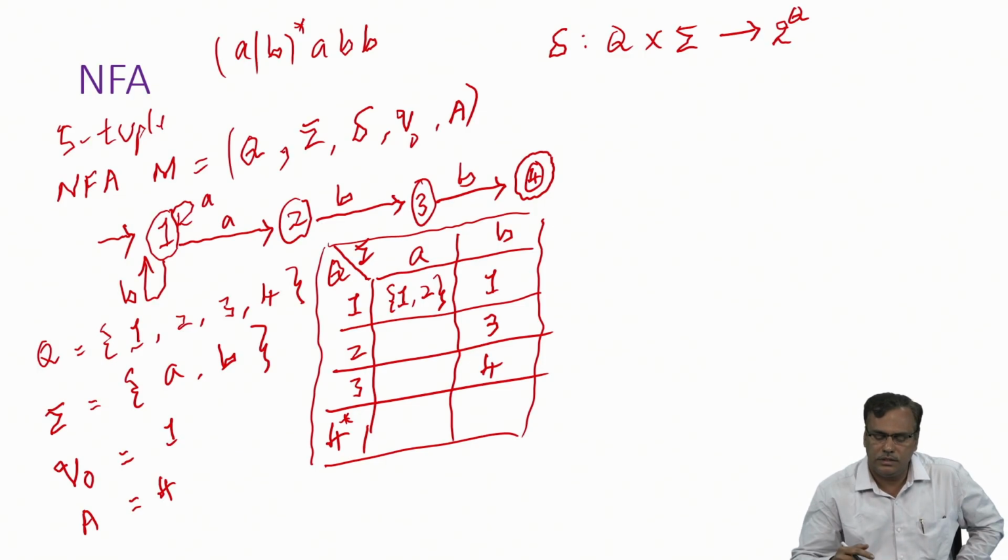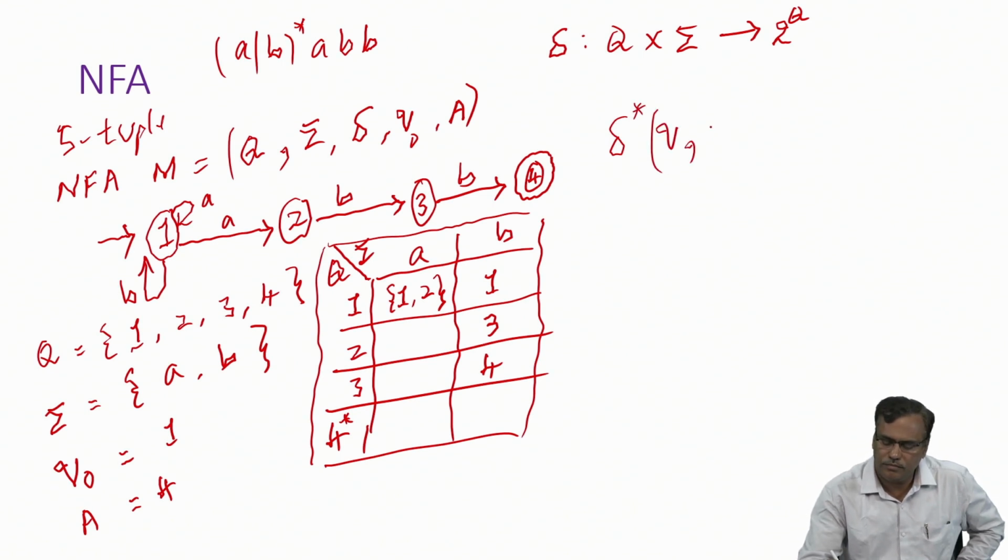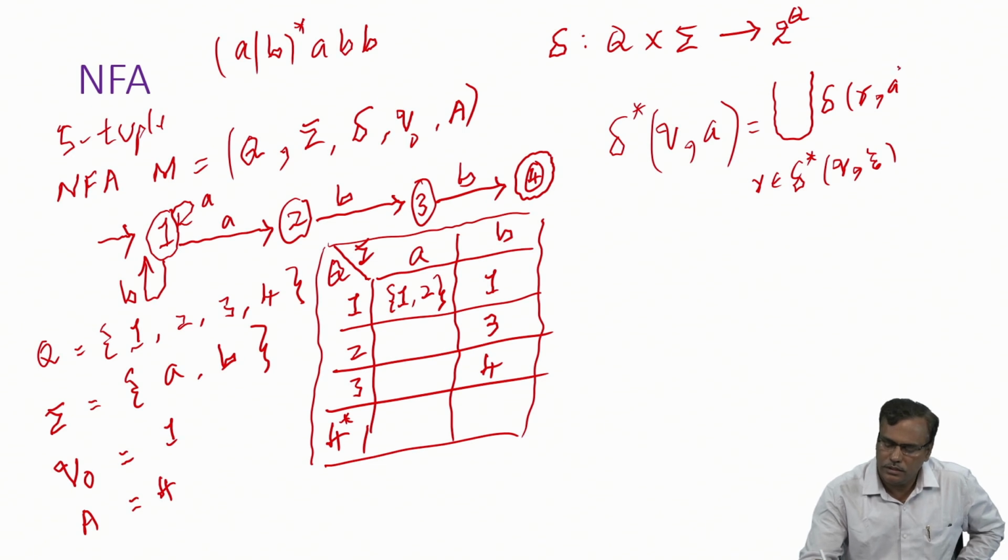convert NFA to DFA. So the transition function of this NFA is delta star of Q, Y, A, is union of R belongs to delta star of Q, epsilon, delta of R, A. This is the transition function for NFA.